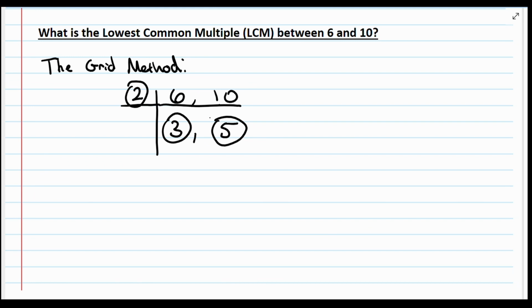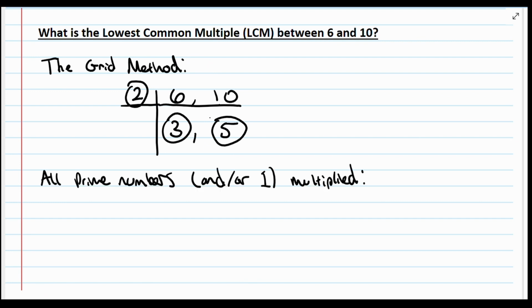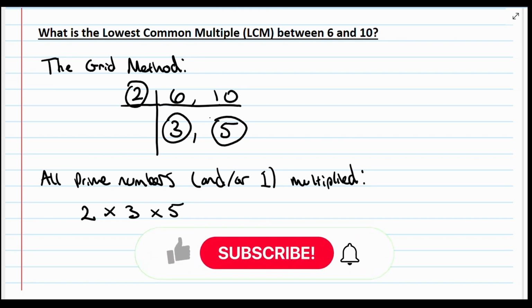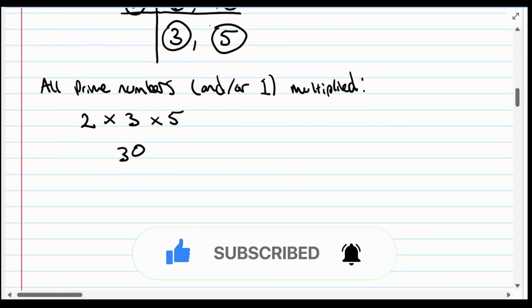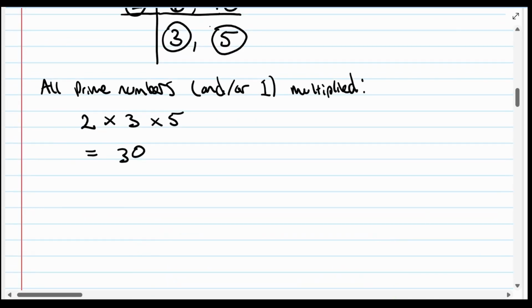So now we will select all the prime numbers that were involved in this whole process. So we select 2, we select 3, and we select 5. Now all the prime numbers, including 1, if there is a 1 in the process, because if you divide a number and it turns into 1 at some point, have to be multiplied. So therefore in this case we have to multiply 2 by 3 by 5. So 2 times 3 times 5 gives us 30. Therefore, the lowest common multiple between 6 and 10 is 30.